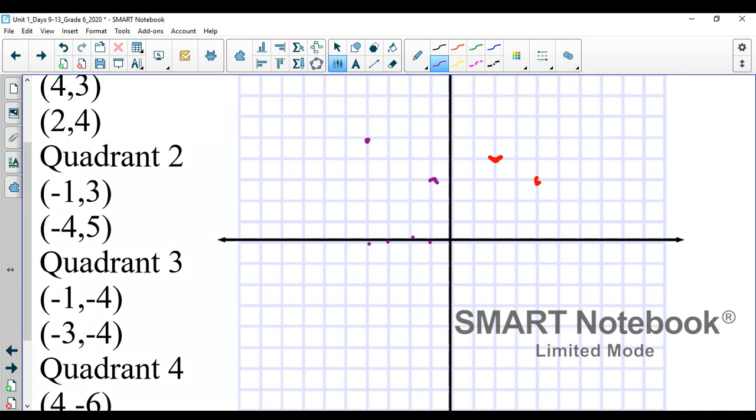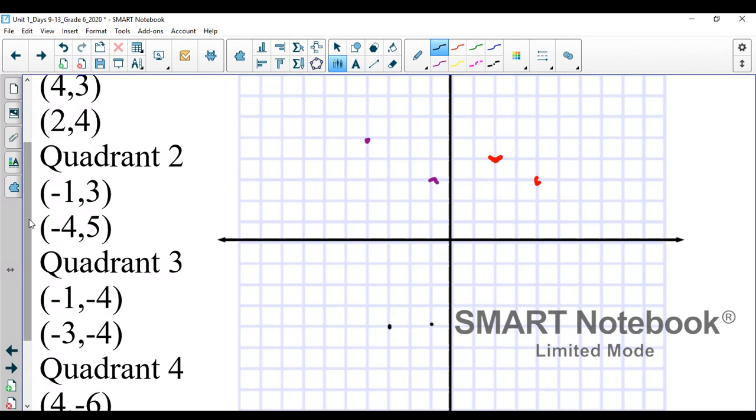(-4, 5), 1, 2, 3, 4 left, and then 1, 2, 3, 4, 5 up. Then I'm going to erase my little jumps. Quadrant 3, (-1, -4) means left 1, down 4, 1, 2, 3, 4. So there's that point. (-3, -4), 1, 2, 3 left and down 4, 1, 2, 3, 4.